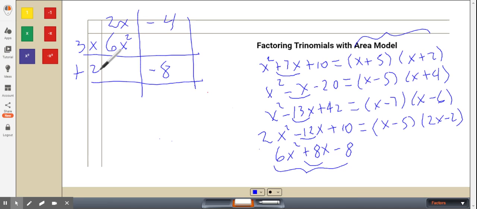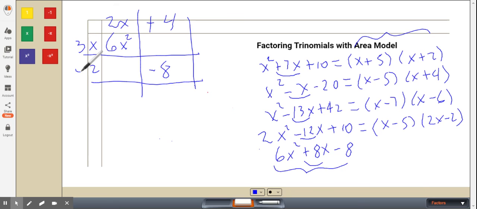Now, what happens with the diagonal? If I do the diagonal in my top right square, I'm going to get -12x. And in the bottom, I get +4x, which is going to give me -8. That's not going to work because I have +8. So all I have to do here is just change the signs. I'm going to make these +4 and these -2. So I can tailor these as I need.